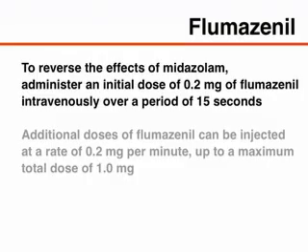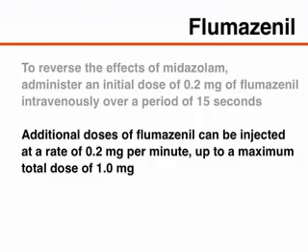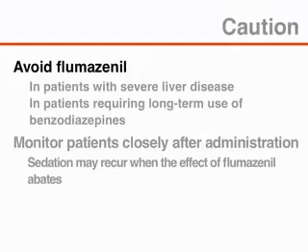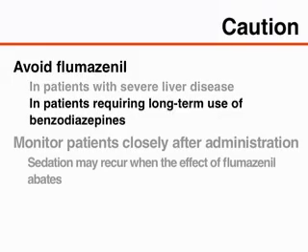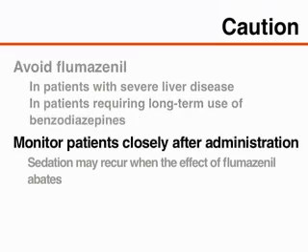If the desired level of consciousness is not obtained after 1 minute, a second dose of 0.2 milligrams can be injected, and that dose repeated at 1-minute intervals to a maximum total dose of 1 milligram. You should avoid giving flumazenil to patients with severe liver disease or to patients who require long-term benzodiazepine use, since the drug is associated with seizures. Patients given flumazenil need to be monitored closely, because they may become sedated again when the flumazenil effect abates.